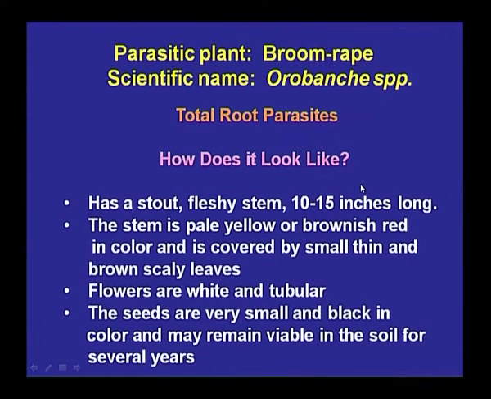Then we come to the next parasitic plant, that is broomrape or Orobanche. It is a total root parasite. Orobanche is a total root parasite. How does it look?